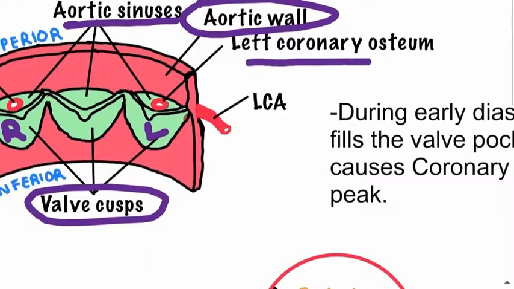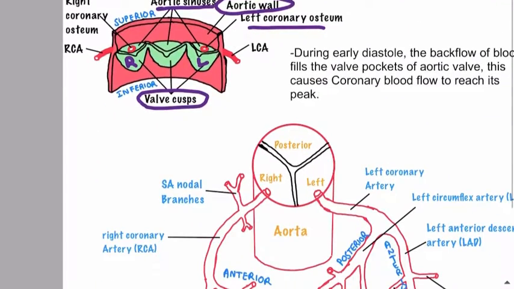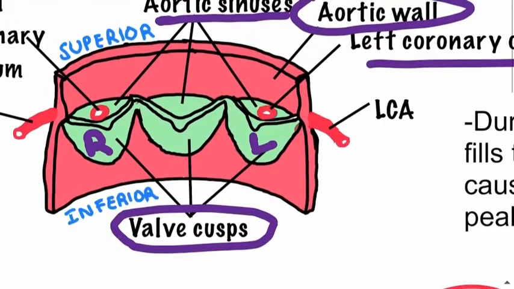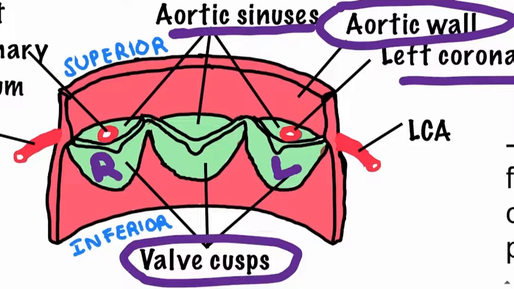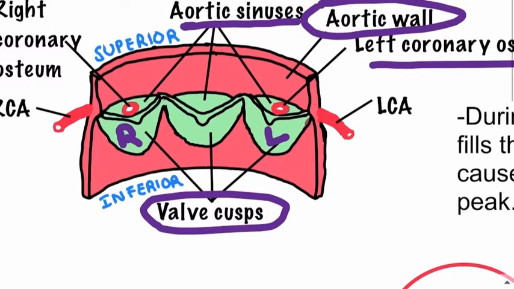Okay, so guys, what happens during diastole is that there's a backflow of the blood. During diastole, the pressure in the aorta rises above that of the left ventricle, or we can say that the blood pressure in the left ventricle falls. So the blood tries to backflow and the valve closes.